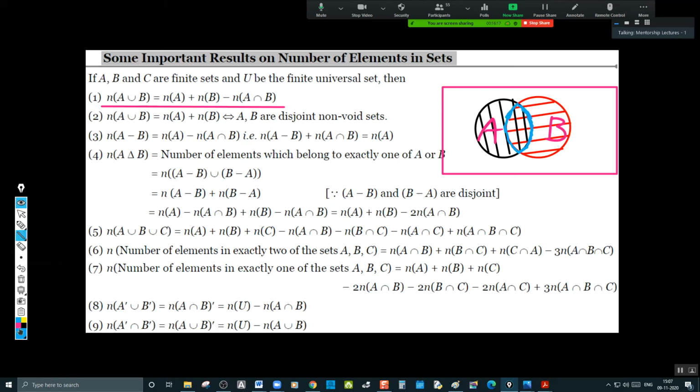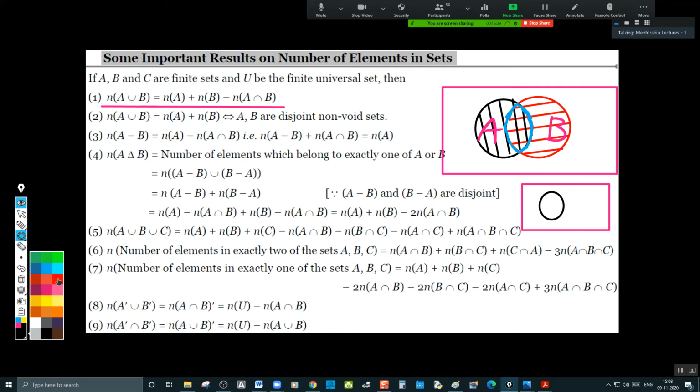And the next one is whenever A and B are disjoint sets. A and B are disjoint sets means nothing is common to both. In that case, it will be like this. Disjoint means you can have the sets like this: this is one set A, this is another set B, and nothing is common to both. In that case, you can straight away add them. So whenever disjoint sets are there, no need of minus N of A intersection B. Even if you write it, A intersection B is a null set. The number of elements in a null set is 0, and hence this part becomes 0.